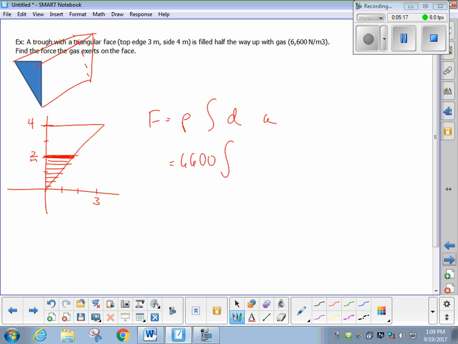The depth. What about the depth of each slice? 2 minus y or 4 minus y? It's 2. It's about the surface of the fluid, not about the top of the container. I could make this container 1 billion meters tall, and it's not going to change the depth of each slice. You with me? So the depth is 2 minus y.